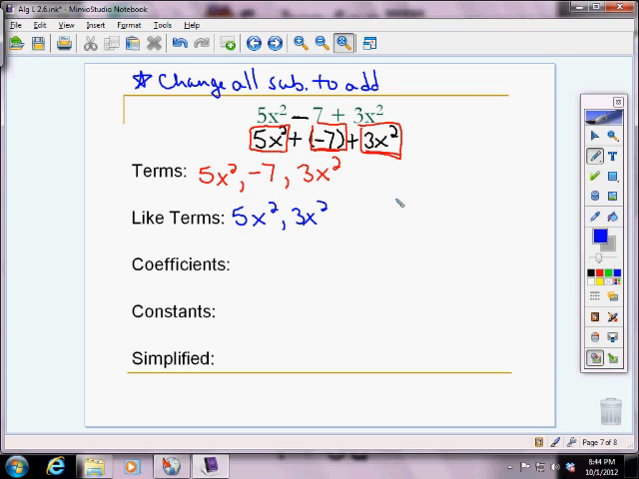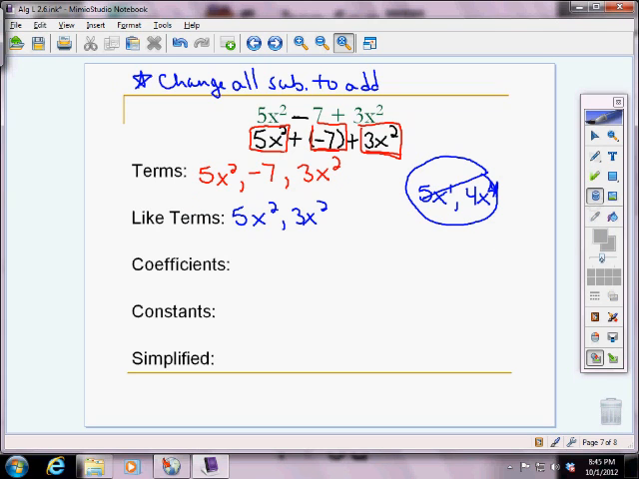Caution, okay? If you had something like 5x and 4x to the fourth, these are not like terms because their variables aren't identical. X to the first and x to the fourth, although similar because they're both x's, they're not identical. In like terms, you must have identical variable parts.